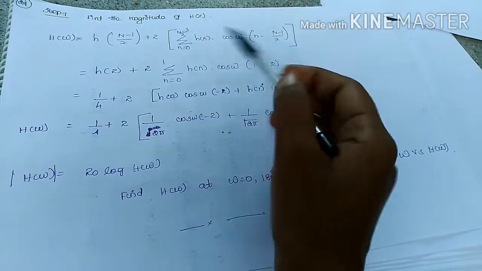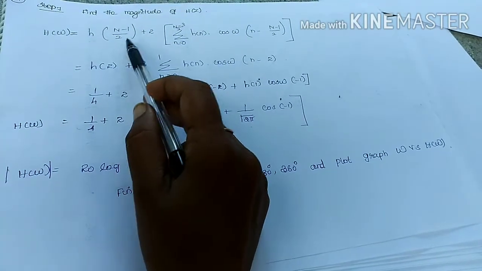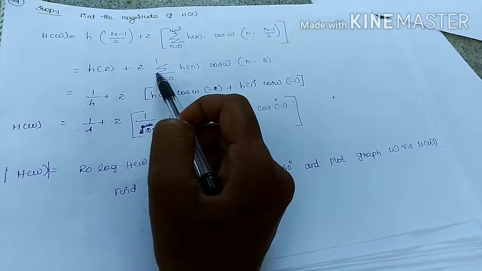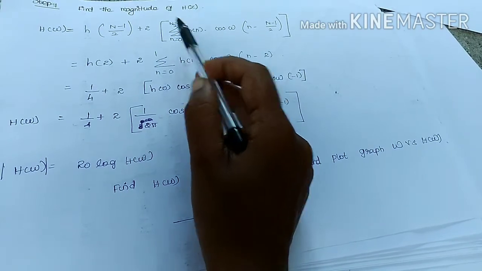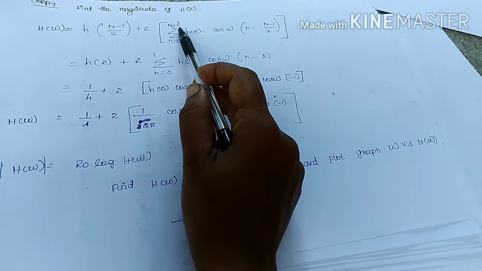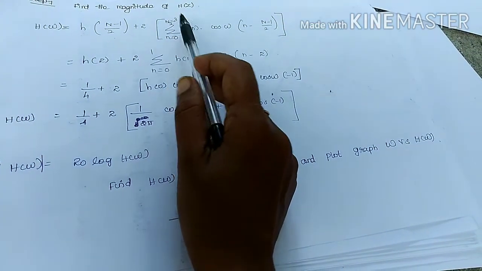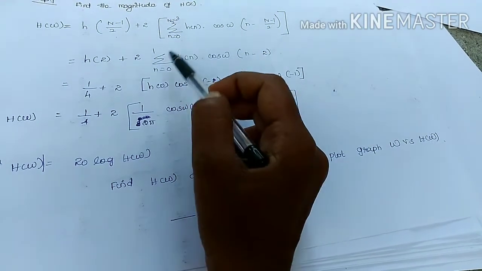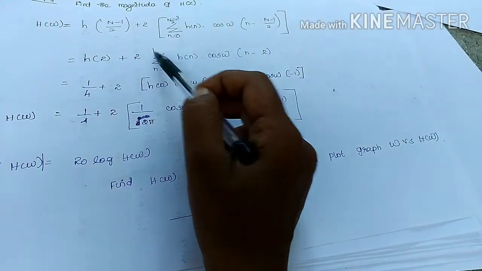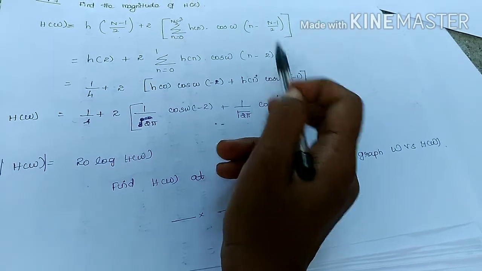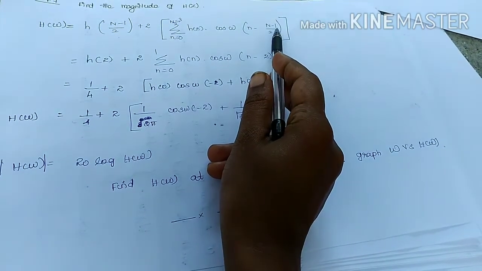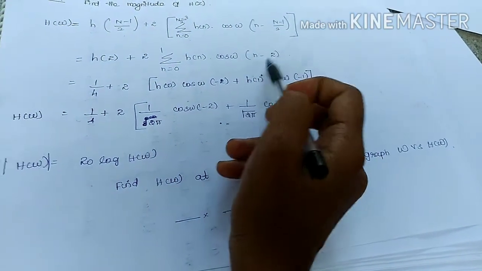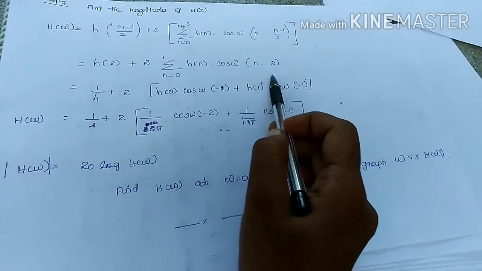Okay. So here h of n minus 1 divided by 2 means h of 2, plus 2 into summation n equal to 0 to n minus 3. So 5 minus 3 is equal to 2. 2 divided by 2 is 1, right? So n equal to 0 to 1, h of n into cos omega n minus. Here 5 minus 1 is 4. 4 by 2 is equal to 2. Okay. Then expand the summation.